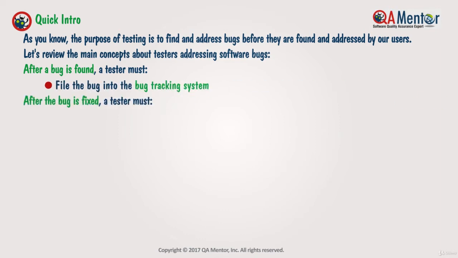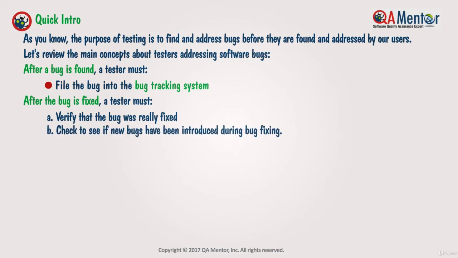After the bug is fixed, a tester must A. Verify that the bug was really fixed. B. Check to see if new bugs have been introduced during bug fixing. By the way, as you remember, items A and B are called regression testing.